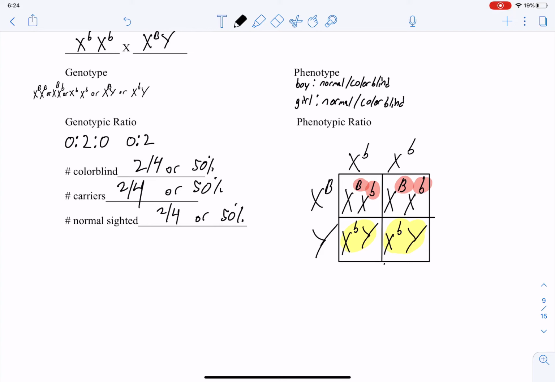Okay, so be careful when you're looking at carriers. Make sure you have the genes on the right chromosomes. Make sure you're not expressing any genes on the Y chromosome.